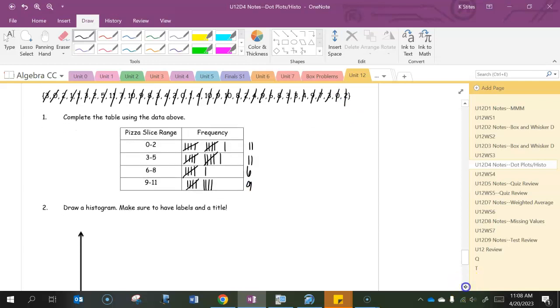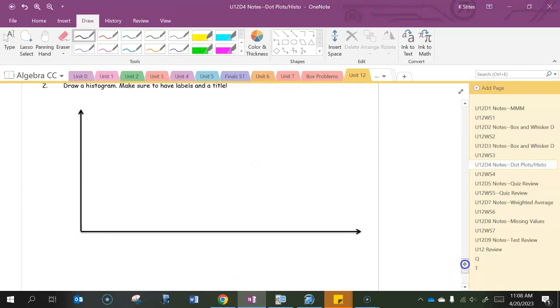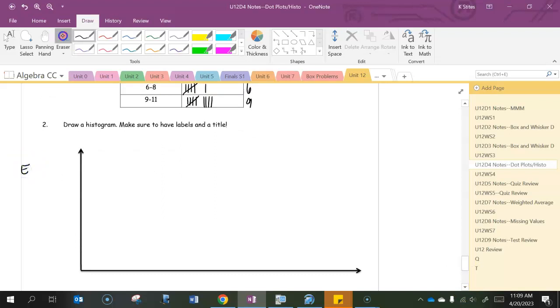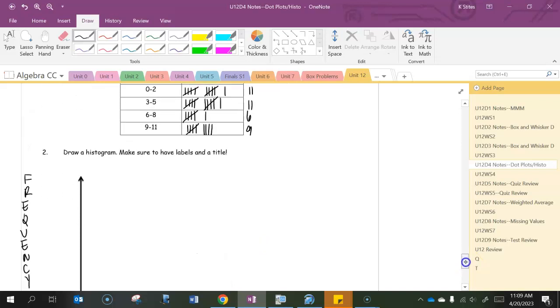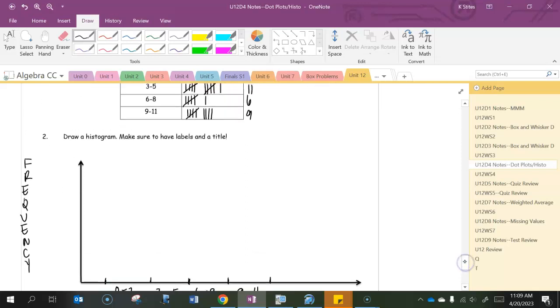Okay. All right, so again, frequency is going to go over here. And down here is going to be pizza slice range. And our ranges went from 0 to 2, from 3 to 5, from 6 to 8, and from 9 to 11. And I'm just going to, the biggest number is 11, so I'm just going to jump by ones.